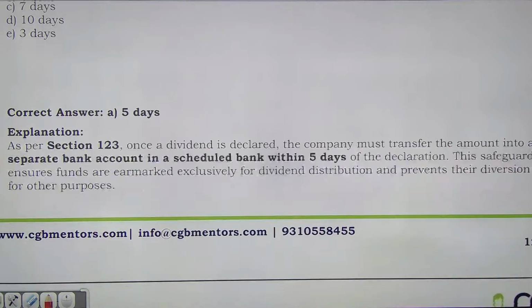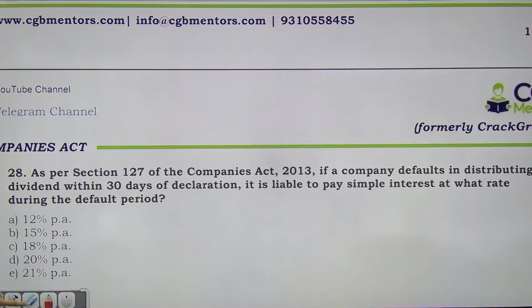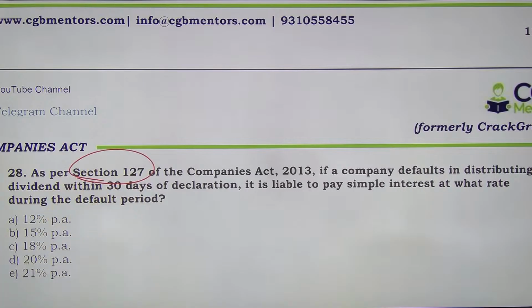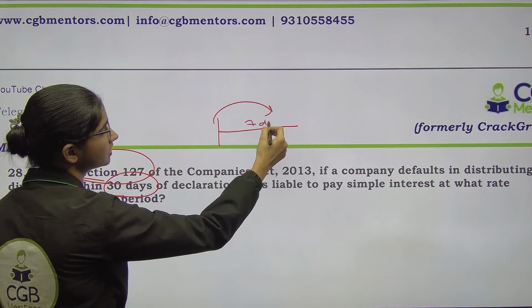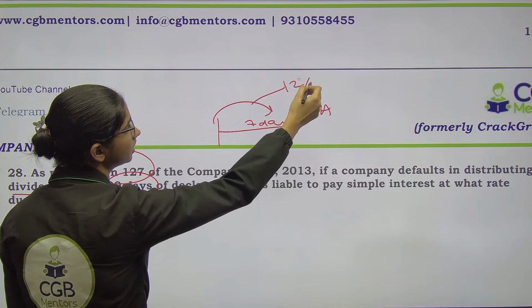Now we are moving forward to the next question, which is question number 28. Question number 28 is asking you that as per section 127 of the Companies Act, if a company defaults in distributing dividend within 30 days of declaration, it is liable to pay a simple interest at what rate during the default? We have seen that if the money has not been transferred in 7 days to the unpaid dividend account, the percentage of interest will be 12%.